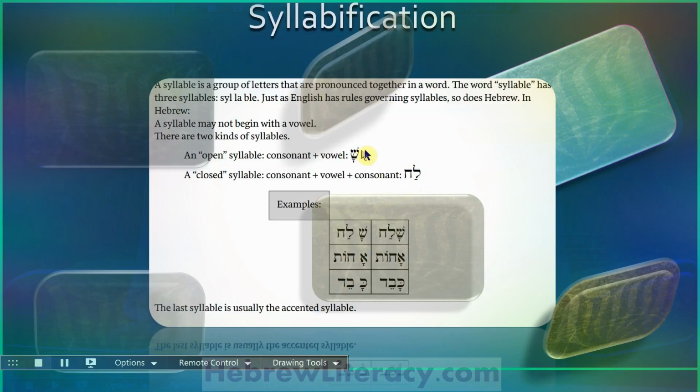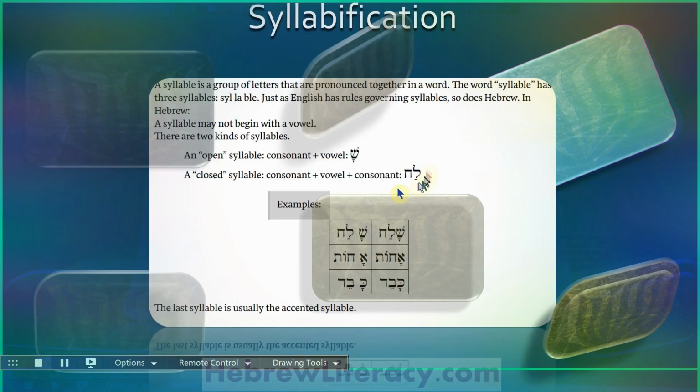For example, the Yiddish word shah, which means shut up, is written in Yiddish with the Hebrew alphabet, sheen, and then a kamatz under it: sh, ah. If that were a syllable in Hebrew, that would be an open syllable because the kamatz is a long vowel. So sha. A closed syllable is one that starts with a consonant, has a vowel, and then ends in a consonant. For example, lach, which means morsel.